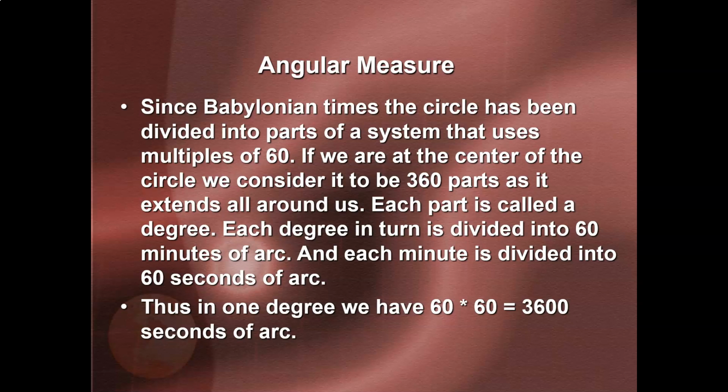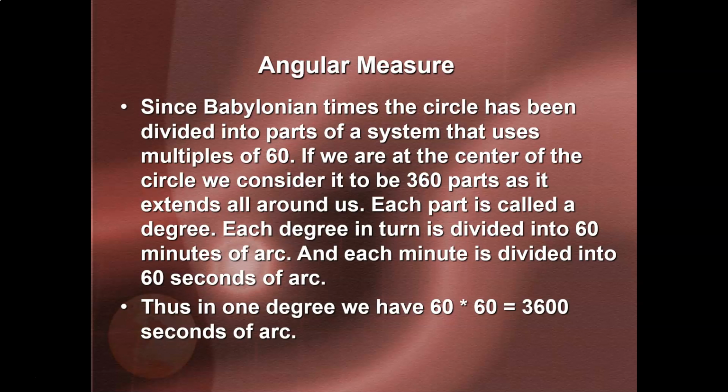Now, since Babylonian times, when we're talking about angular, or you see something that has to do with an angle, that means it's a part of a circle. The circle has been divided into parts of a system that uses multiples of 60. If we are at the center of the circle, we consider it to be 360 parts as it stands all around us. Everybody knows that a circle has 360 degrees. This comes from Egyptian and Babylonian times. Each part is called a degree.